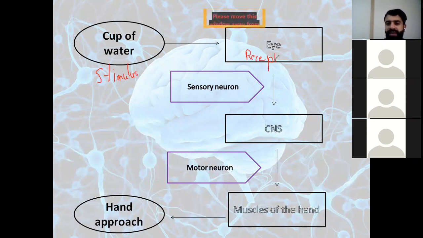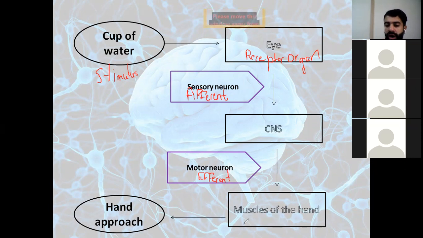Then a message is sent from the sensory organ toward the central nervous system through a special neuron called the sensory neuron. It has another name, the afferent neuron. This message is sent to the brain. The brain analyzes it, integrates it, and takes the proper decision. The motor neuron is called the efferent neuron. So the efferent neuron will send the message toward the muscle of the hand.